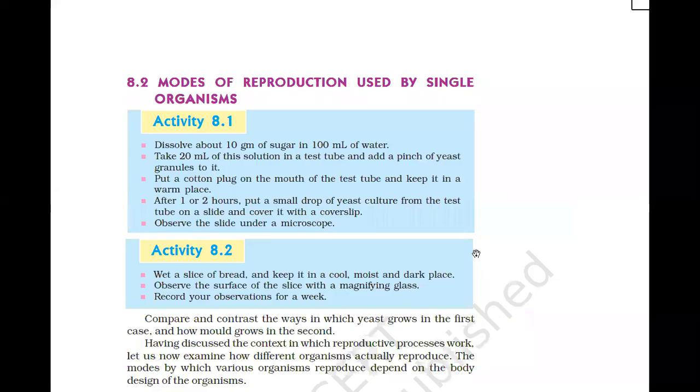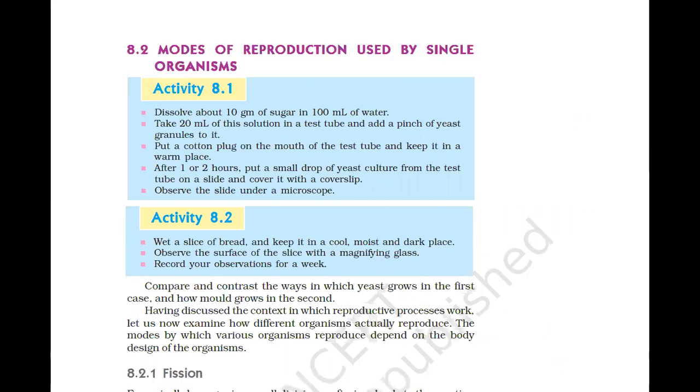Modes of reproduction used by a single organism. Activity 8.1. Dissolve about 10 gram of sugar in 100 ml of water. Take 20 ml of this solution in a test tube and add a pinch of yeast granules to it. Put a cotton plug on the mouth of the test tube and keep it in a warm place.